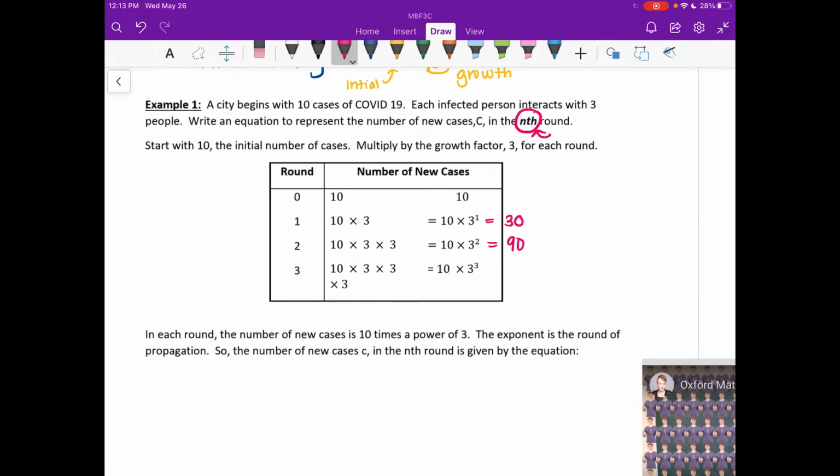Right? And by that same logic, we want to go, okay, we have 90 people, so we have the people from the last round, right? And we're going to multiply those people by 3 as well.